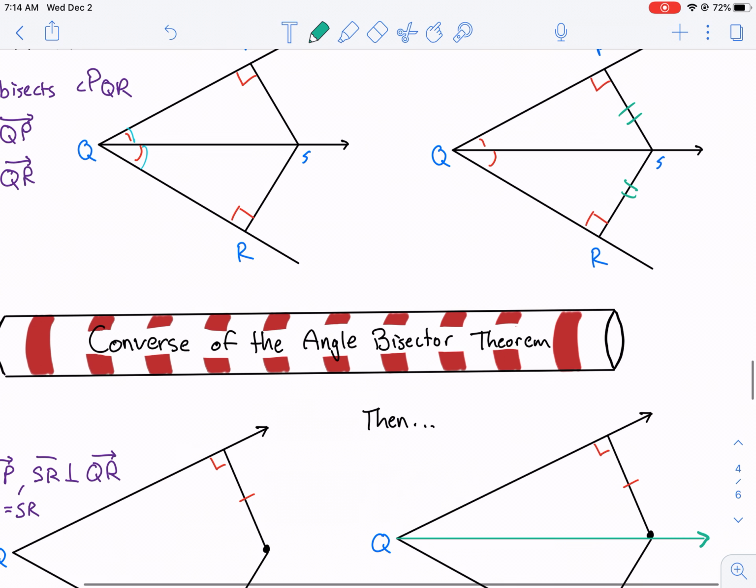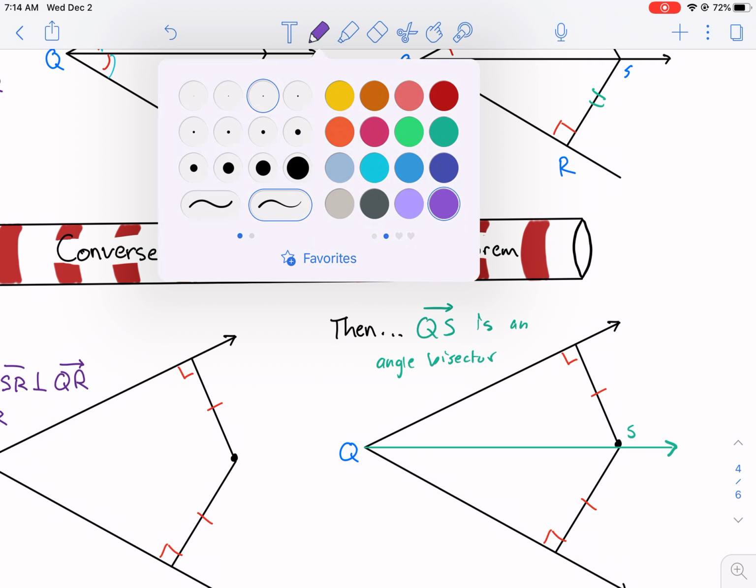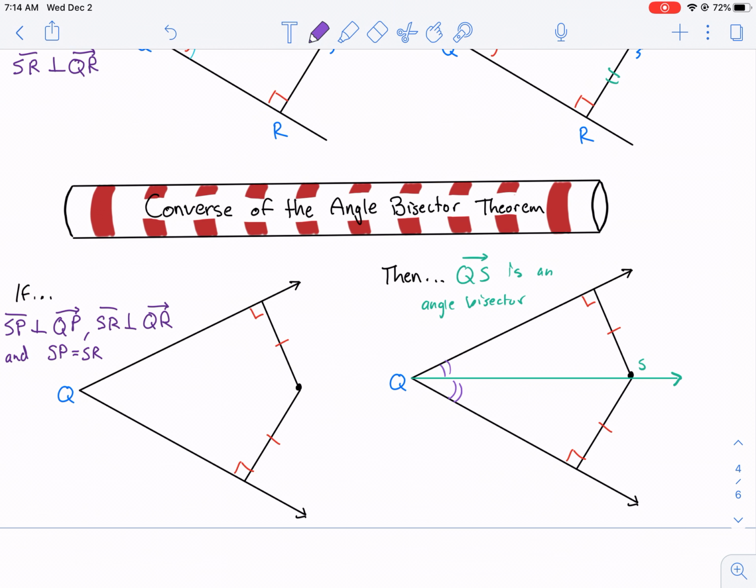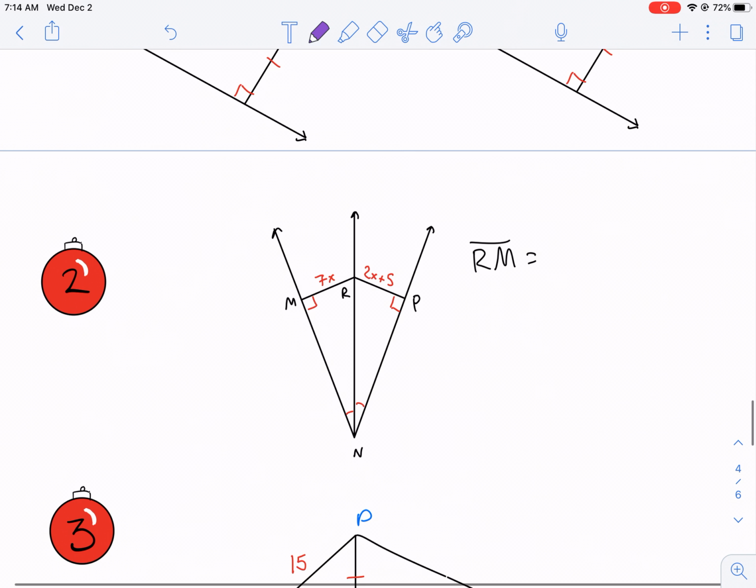So then we say that ray QS, give him the correct hat. There's his hat. It starts at Q, goes through S, and QS is an angle bisector. So we're going to give them some congruent angles here. Let's make it 2, just for kicks and giggles. And there we go. We have QS as an angle bisector. Let's underline that in purple for effect.